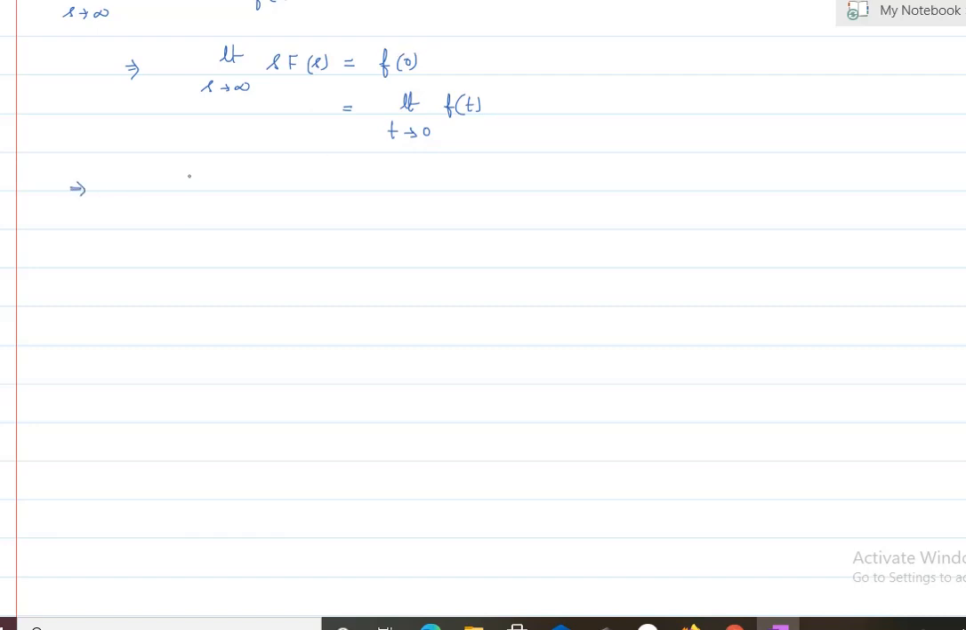So this gives the required proof. Limit t tends to 0 f of t is equal to limit s tends to infinity s into F of s. So this is the proof for initial value theorem. And now we go for final value theorem. So first let me give the statement of final value theorem.